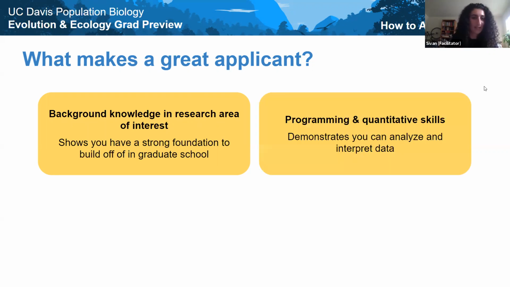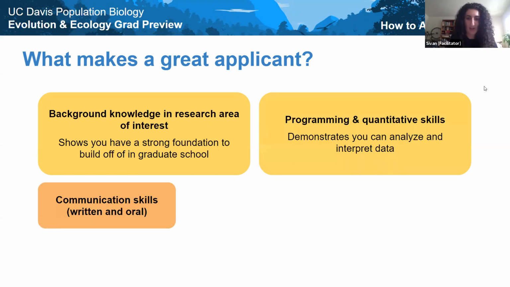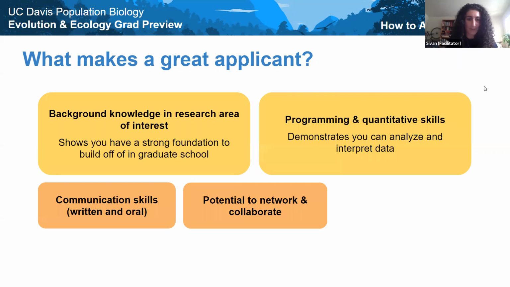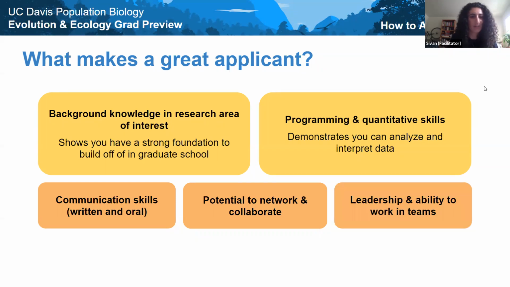Next, programming and quantitative skills are valued because they demonstrate that you can analyze and interpret data, which you'll be doing a lot of in grad school. And some other things that will help your application are communication skills and the potential to network and collaborate, because a lot of research projects that are especially creative or interdisciplinary come from work between multiple people. And because you'll be working in groups a lot for research, it's really great to have leadership experience and the ability to work in teams. And for these qualities that are listed on this slide, you are not expected to be perfect at them because they're definitely things that you'll get better at in grad school.